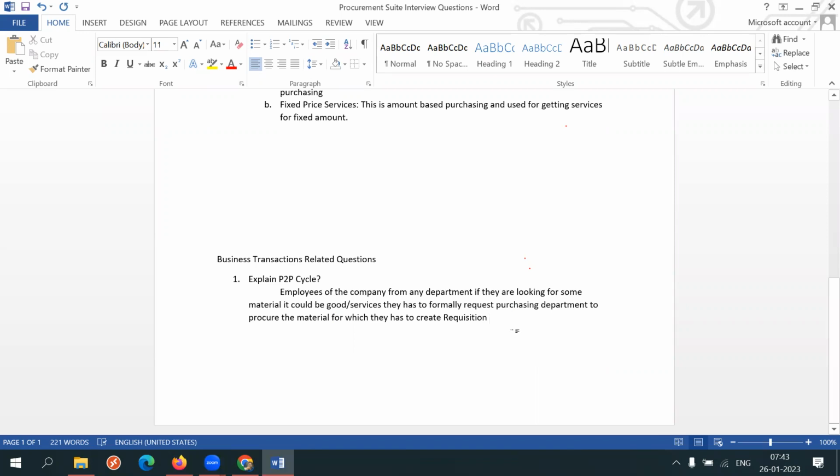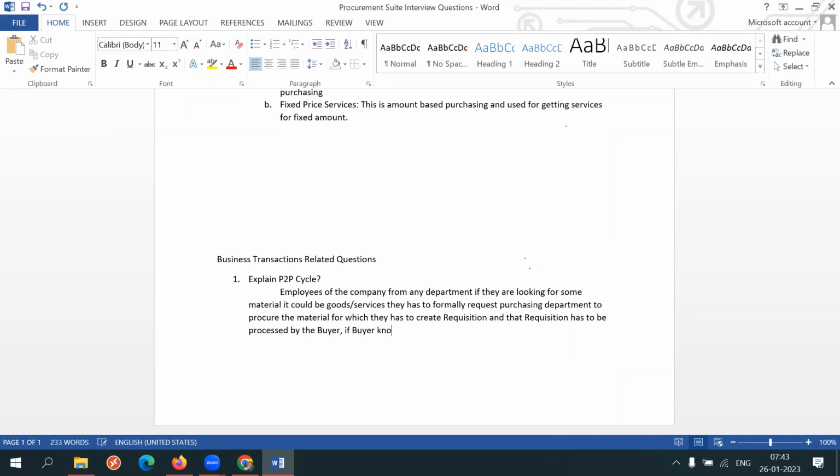An employee of the company from any department, if they are looking for some material, it could be goods or services, has to formally request the purchasing department to procure the material, for which they have to create a requisition. Because if you explain like this, they feel you have business knowledge. They think you are understanding the application in a business way. That requisition has to be processed by the buyer.